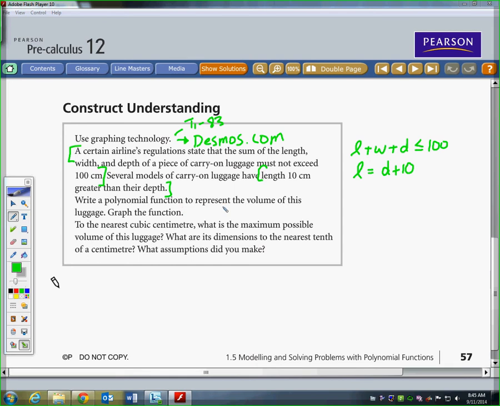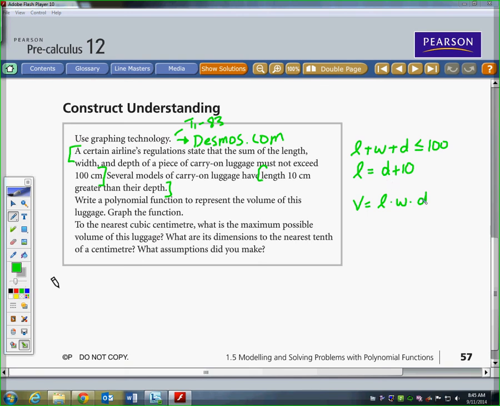Now it says write a polynomial function to represent the volume of this luggage and graph the function. So it's telling me that I should be able to make one polynomial function to graph this entire thing. So I should be able to say something about volume here. Volume I know is equal to the length, if it's a rectangular solid, like a carry-on luggage should be, times width times depth. But here's the thing: if I'm going to graph this, I only want one variable, right? So which one is defined in terms of the other ones? I think it's going to be the depth, right?